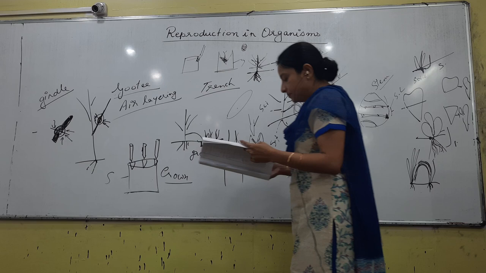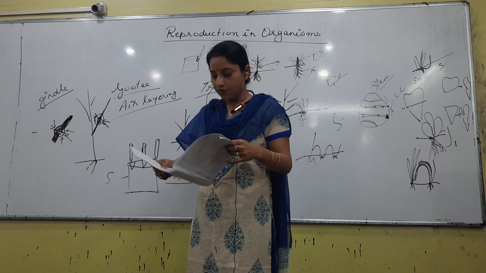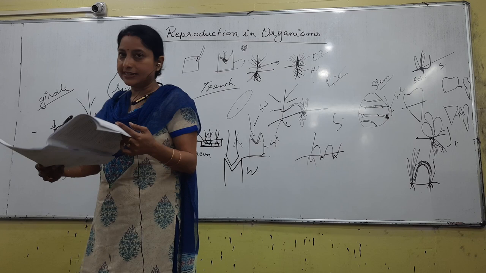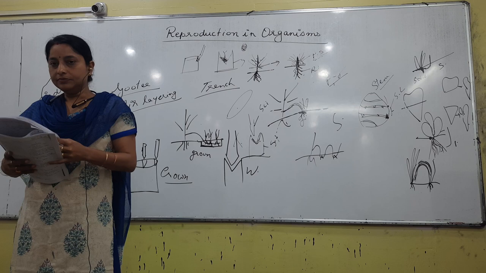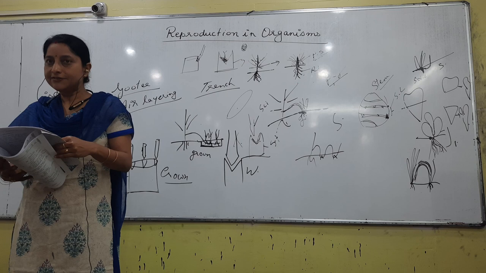So this was all about asexual. Next we go for sexual. Sexual reproduction, it is also called amphimixis. Phases in a life cycle, three parts: the juvenile, the reproductive, and the post-reproductive. Juvenile, what is the meaning? Vegetative phase is called juvenile, right?